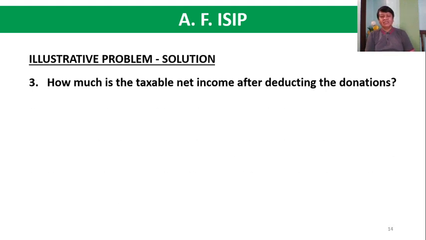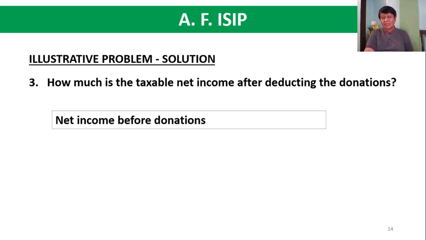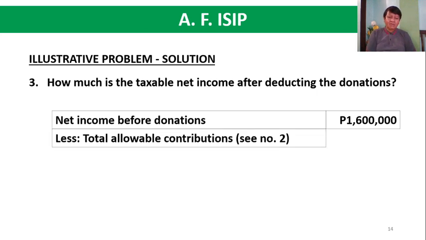How much is the taxable net income after deducting the donations? Here we can see how our net income was reduced because of these donations. So the net income that we computed before donations, the net income that we computed in the last 2 slides, is 1,600,000 pesos. That is sales, less cost of sales, less operating expenses. And then, we will now deduct the total allowable contributions that we computed under item number 2. How much is that? That is 830,000 pesos.